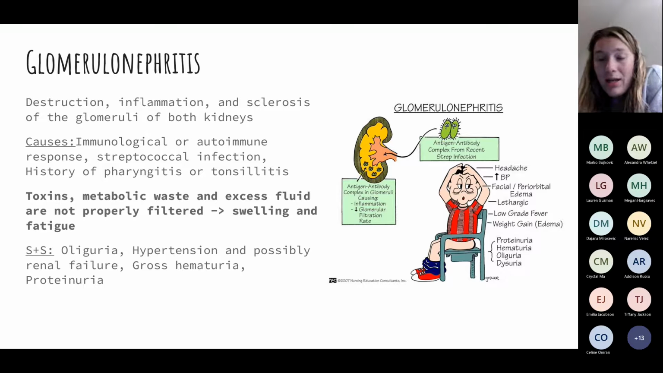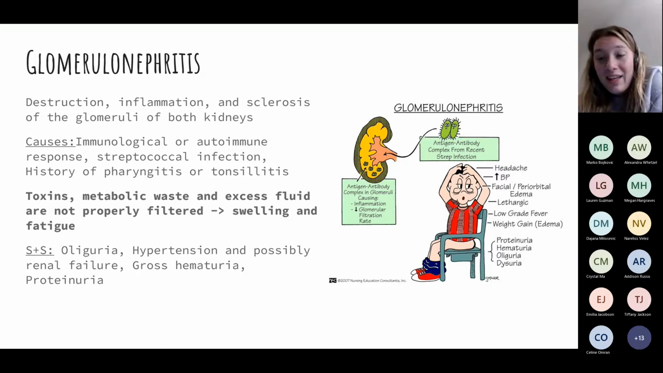So most of our causes are going to be like an immune response or a history of pharyngitis or tonsillitis. So I just want you to keep in mind, if you have a patient that's coming in because they're exhibiting some edema, lethargicness, they're saying that they're not peeing as much, and they tell you, oh, a few weeks ago, I had a pretty bad sore throat and my tonsils were pretty swollen. I want you to think about, if they had a strep infection, they're at a pretty high risk for this. So just keep that in mind.